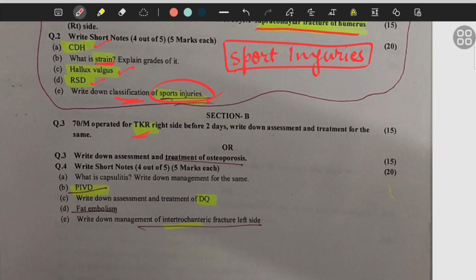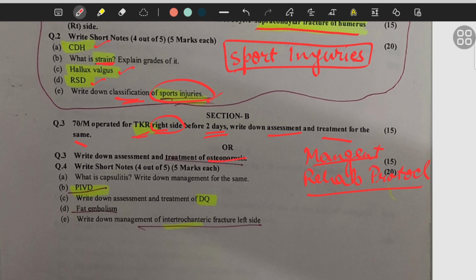Then TKR, over here they have mentioned the right side, and they have also mentioned the day, the post-op day. Then over here you have to write the assessment and treatment for the same, that is management. They can either ask to write the rehab protocol. All these are the same, either the management, rehab protocol or the treatment.